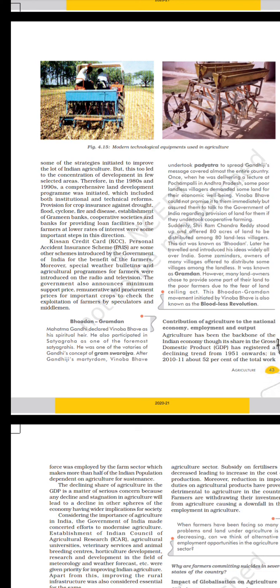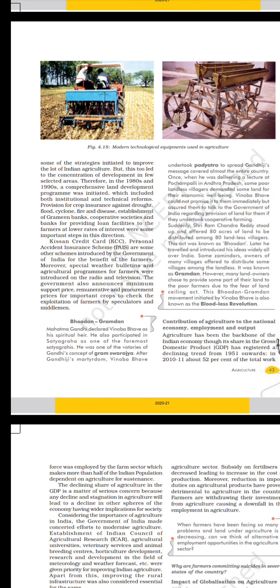Later, he travelled and introduced his ideas widely all over India. Some zamindars, owners of many villages, offered to distribute some villages among the landless. It was known as Gramdan. However, many landowners chose to provide some part of their land to the poor farmers due to the fear of land ceiling act. This Bhudan Gramdan movement initiated by Vinoba Bhave is also known as the Bloodless Revolution. Take a look at figure 4.15, modern technological equipments used in agriculture.